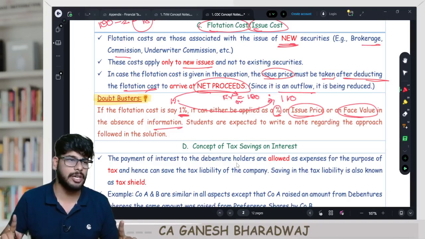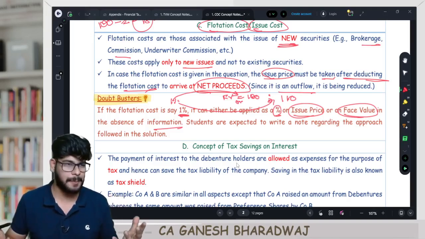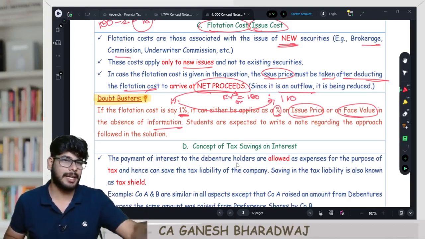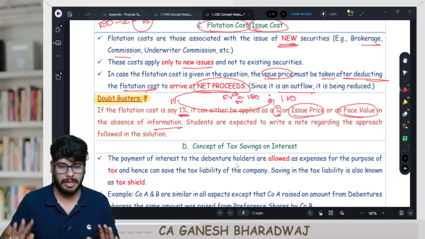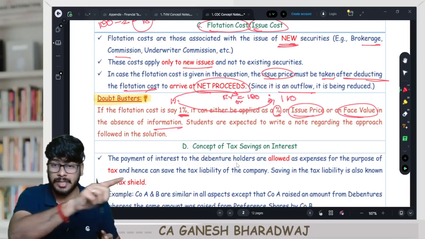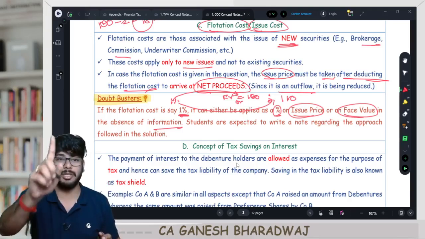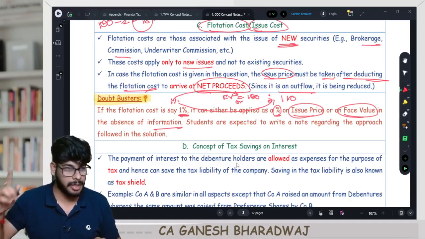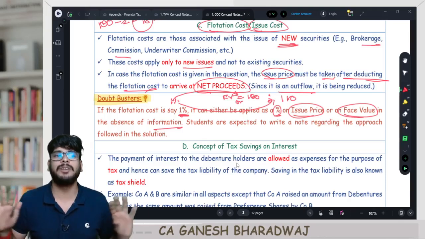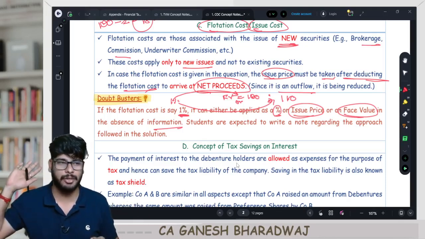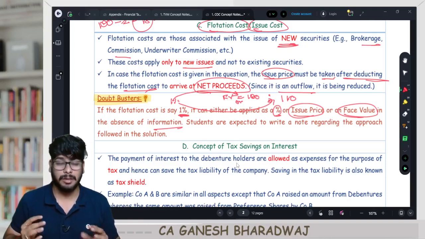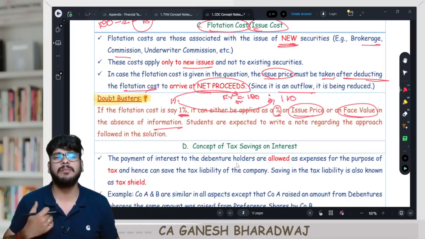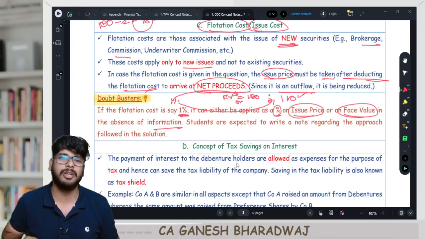This is one general doubt which arises. The institute themselves say you can take an assumption whether to apply it on the face value or on the issue price. If the question specifically says flotation cost is 1% on face value, then you should apply it only on face value. If it says 1% on the issue price, then apply it only on the issue price. If nothing is given, you can take any stand. From an exam perspective, take any one in the absence of information. But in my perspective, logically, it should be applied on the issue price.